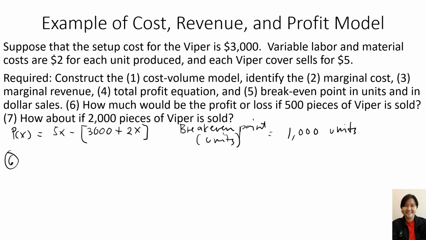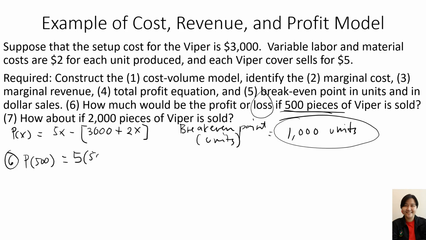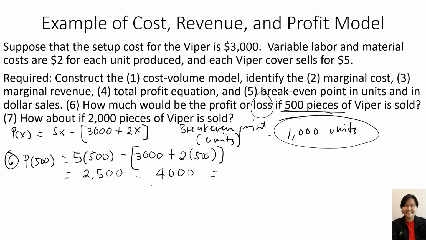How much would be the profit or loss if 500 pieces of Viper is sold? Now, since in this assumption we will only sell 500 pieces of Viper, which is less than the 1,000 units break-even point, it is obvious that we would generate a loss. To compute the amount of loss, all we have to do is substitute x with 500. So P(500) equals 5 times 500 minus (3,000 plus 2 times 500). That would be 2,500 minus 4,000, which is negative 1,500, or a loss of 1,500.